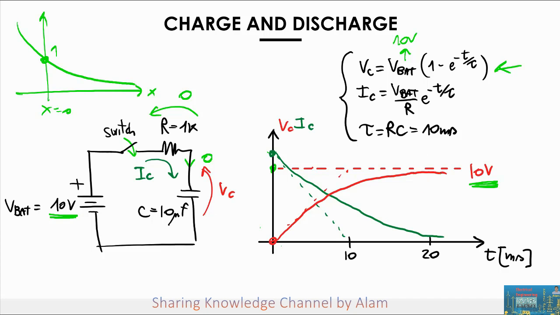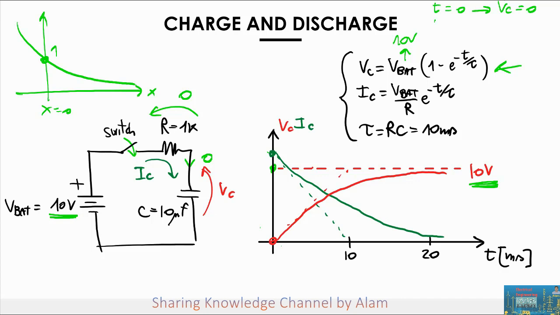So you have the final value at which you tend, and then it's multiplied by 1 minus the exponential. And it's easy to verify that this works because when you substitute t equal to 0, the exponential will be equal to 1. So 1 minus 1 is 0. So the Vc is equal to 0, which is exactly what we want.